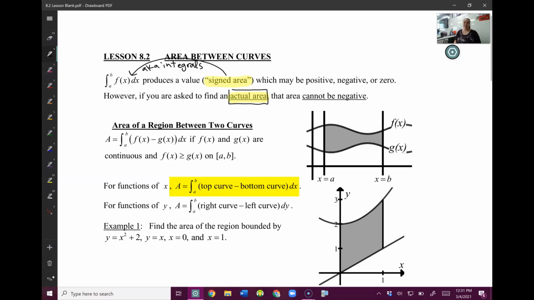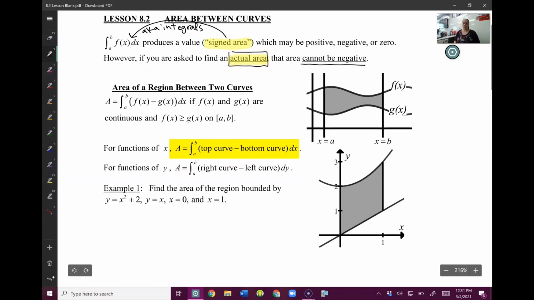However, that is very different than if a problem asks you to find area. When a problem says area in the instructions, that area cannot be negative. So if you find an integral, that signed area can be positive or negative. If it says area in the problem, it has to be positive.